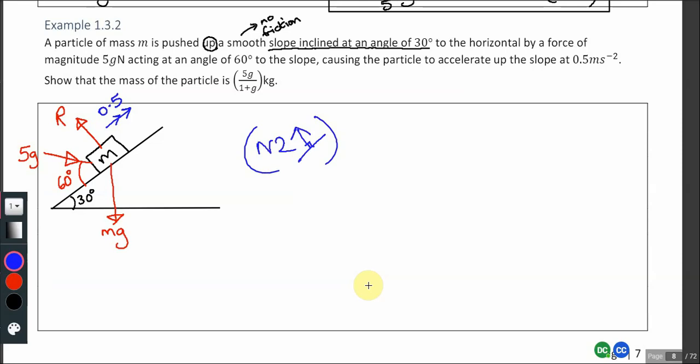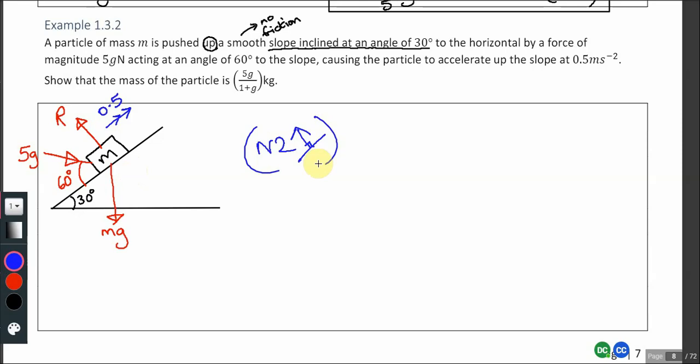Well, R would be included, and we don't know R at the moment. And m would be included as well. We don't know m. It's m that we're trying to find, which is okay. But there'll be two unknowns, R and m. Please remember, g is not an unknown. We know g is 9.8. So we'd have two unknowns, R and m.